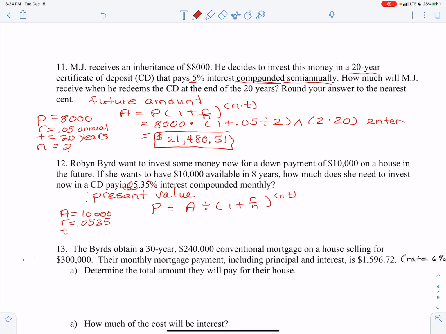She wants to leave it there for 8 years. So it's an annual rate. The time is in years. And it's compounded monthly. So compounded monthly, the N would be 12. So the amount she wants it to grow to is 10,000, divided by, parenthesis, 1 plus 0.0535 divided by 12, use your exponent key, 12 times t.